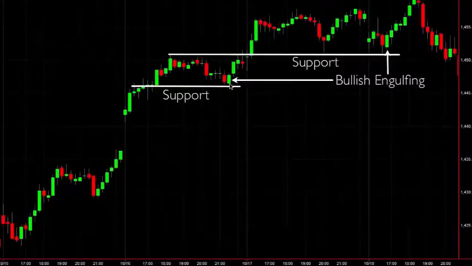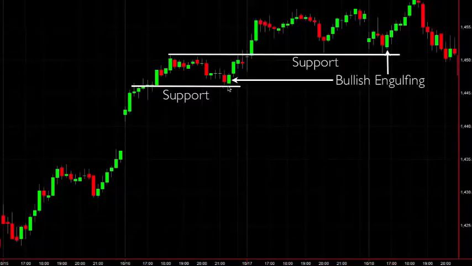Here's what it looks like on a real chart. This is support. Why? Because this was resistance and it then becomes support. We see a bullish engulfing, and that could be a trigger. I don't just take this because there's a bullish engulfing. No, I take it for 2 reasons. The support, but also because it's a retracement in an uptrend.